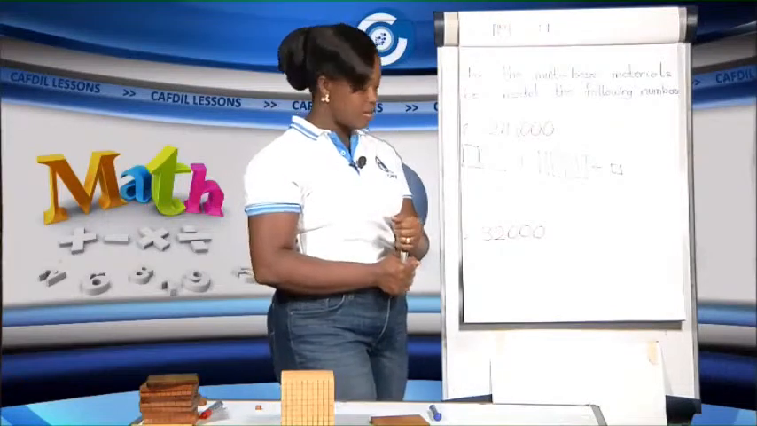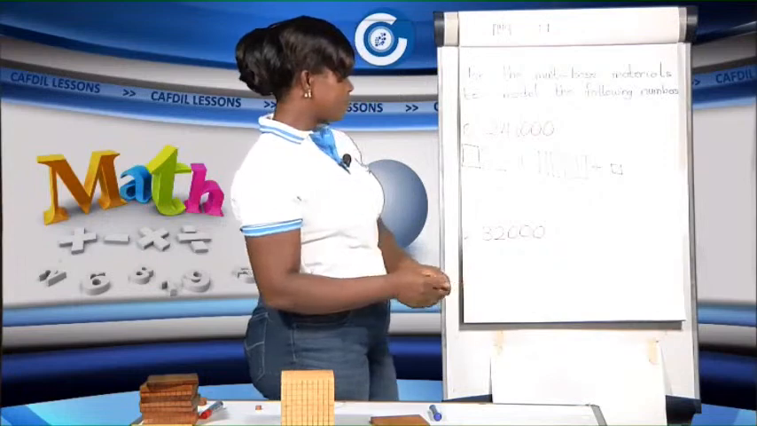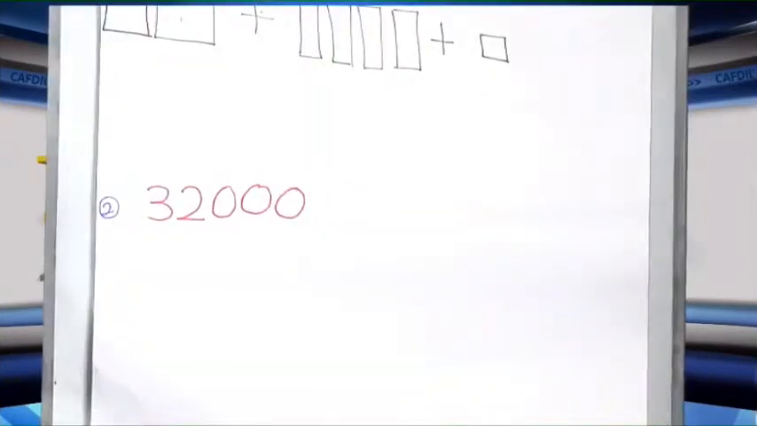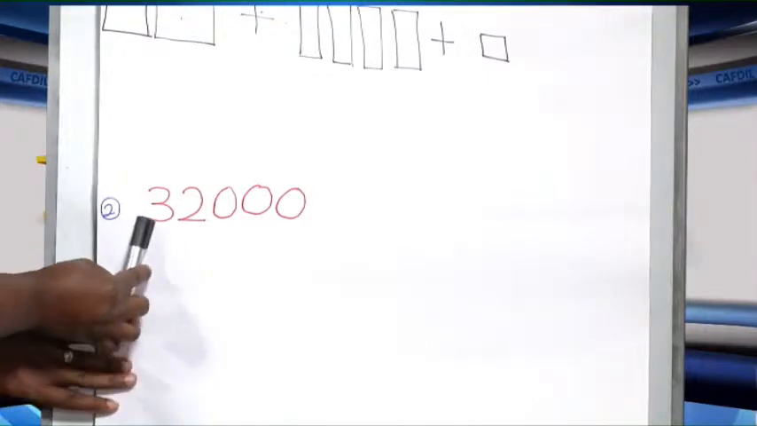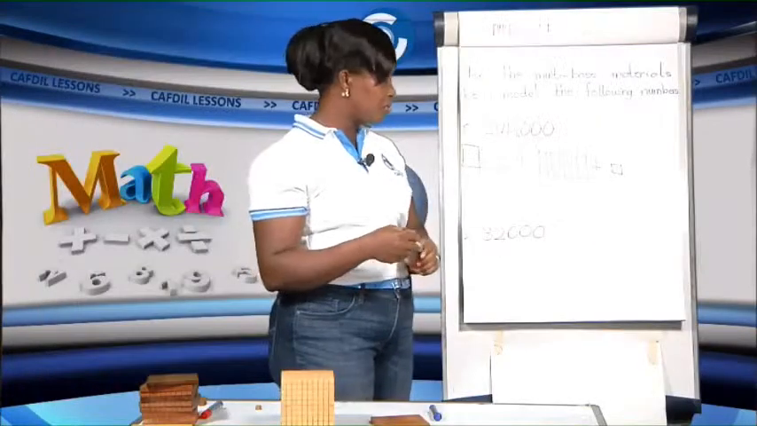My dear learners, I have another one here. Our second question is 32,000. How many rods and how many units? We have 32,000. So with this, we will have 3 rods and 2 units.